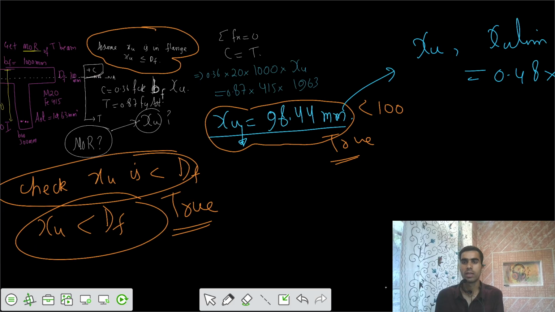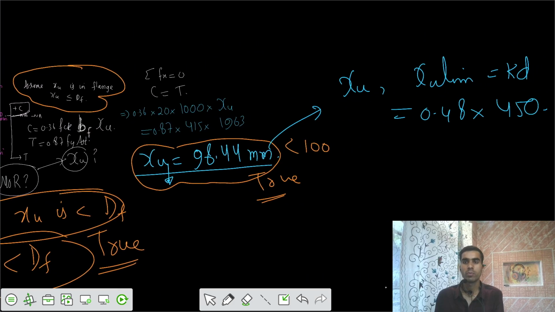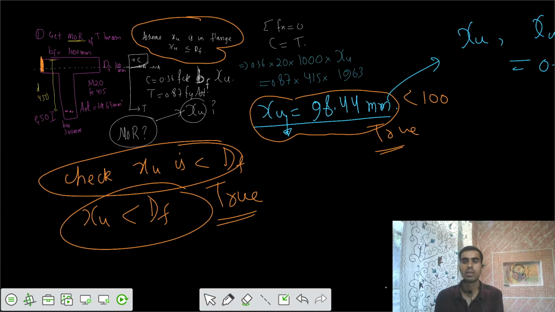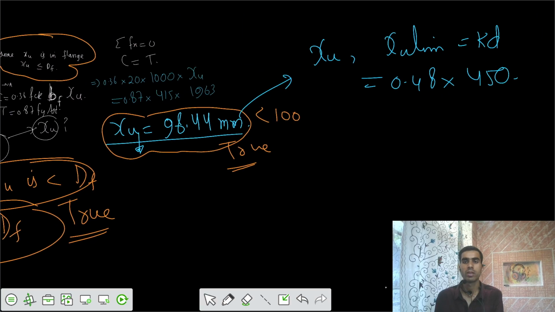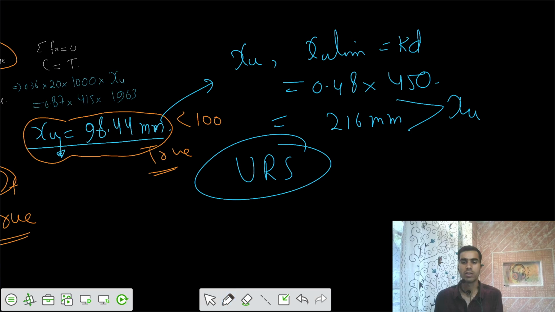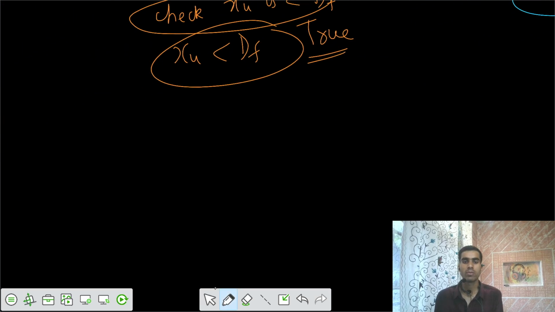For the grade Fe415, we have a k value of 0.48, and the depth here is 450 millimeters, and this value equals 216 millimeters, which is greater than xu. This means the section is under-reinforced, so I can take the moment of resistance corresponding to the actual value of xu.